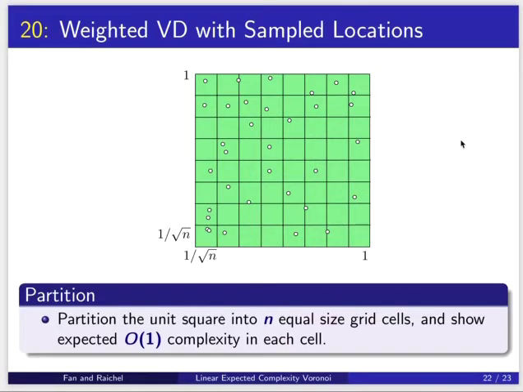Then we consider the weighted Voronoi diagram with sampled locations, where for each set the weight is arbitrary, but its location is sampled in a unit square. We partition the unit square into n equal size grid cells. If you can argue that the complexity in each cell is constant, then the total complexity is linear.